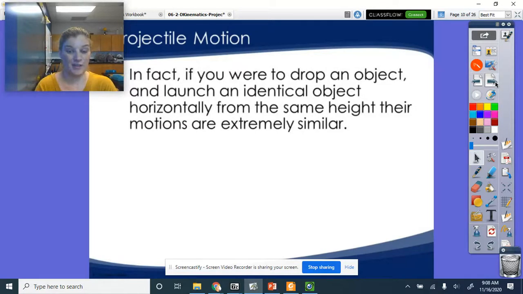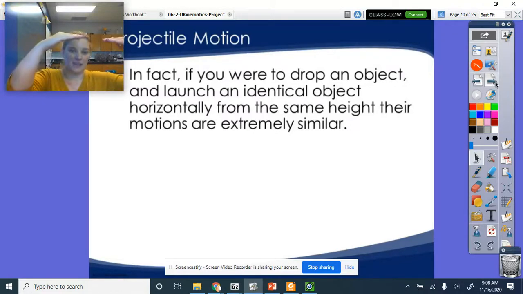So if you were to drop an object and launch an identical object horizontally from the same height, they're actually going to have really similar motions. So one of the things my professor did, and I was going to try to do it for you guys, but here we are, is you can actually string up, okay, it sounds really bad, but he strung up Barney from the ceiling, like a stuffed Barney toy, and then took a Nerf gun and shot the Nerf gun at Barney as Barney was falling. And what you'll see is it actually hits Barney. And that's just through the magic of math.